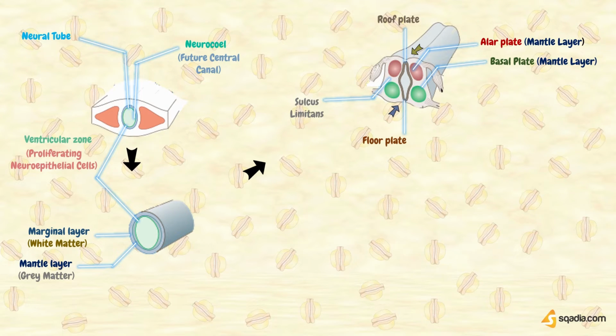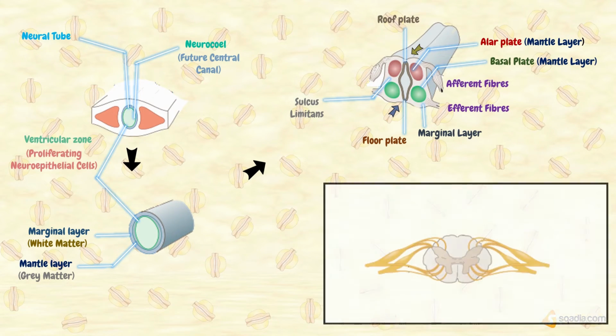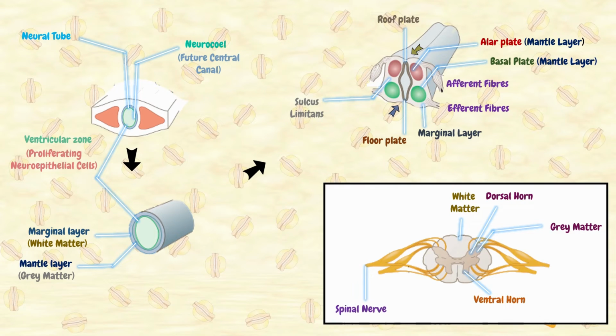So, where is the marginal layer? This is the marginal layer. These are afferent fibers from the dorsal root ganglion, and these are efferent fibers from the ventral root. Now, alar plates form the dorsal horn, and basal plates form the ventral horn. Now, let's label the remaining parts. This is white matter. This is gray matter. These are spinal nerves, and this is the dorsal root ganglion.